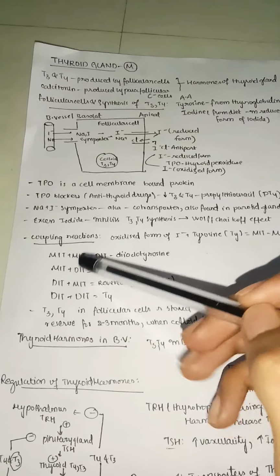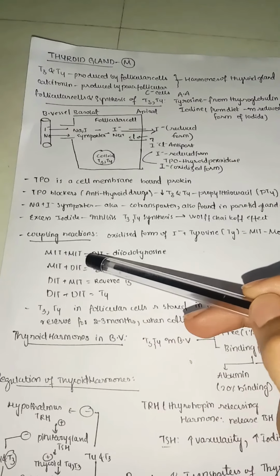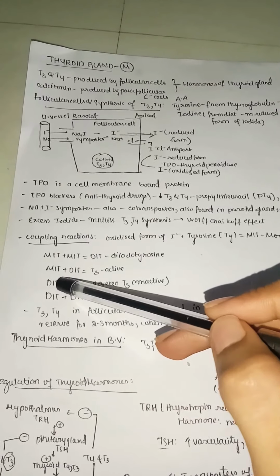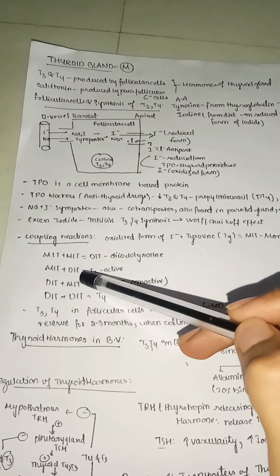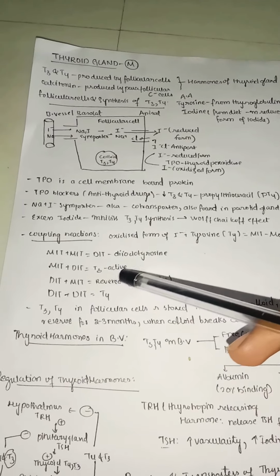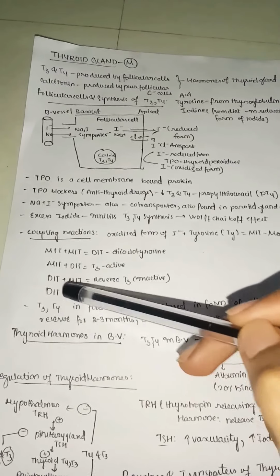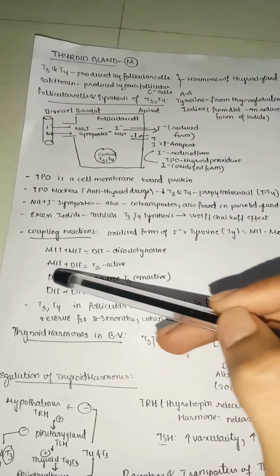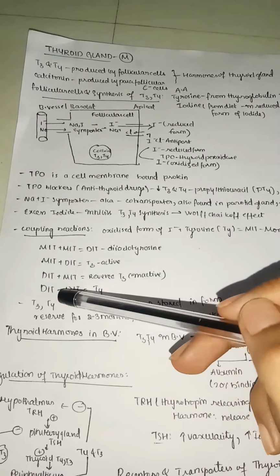monoiodotyrosine. This monoiodotyrosine along with another monoiodotyrosine together form diiodotyrosine. And this monoiodotyrosine can also bind directly with diiodotyrosine to form T3. So T3 is an active form. Next we have diiodotyrosine with monoiodotyrosine. You have already seen this one, but this time it is binding in a reverse way, and here it is called reverse T3, which is inactive.